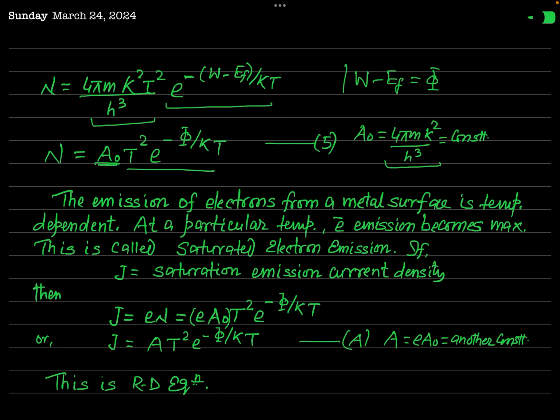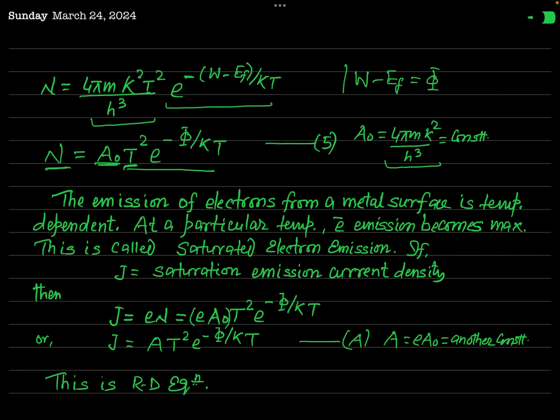So you can see that the number of ejected electrons, which is the number of electrons ejected in the x direction per second through unit area, mark it, strongly depends on the temperature. With an increase in temperature T, this n will increase.